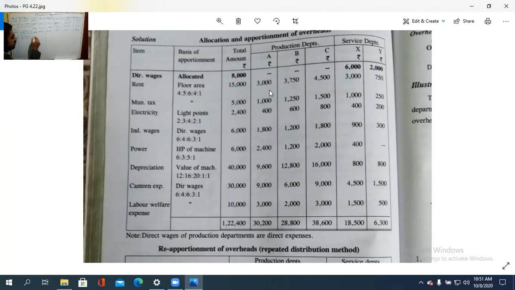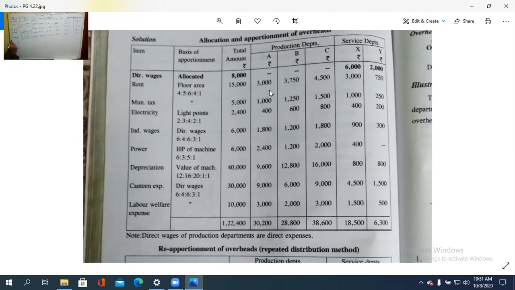So how much is that? 6,000 to be apportioned among these ratios. So 1,800, 1,200, 1,800, then 6,000 into 3 by 20. How much is it? 900, and 300.